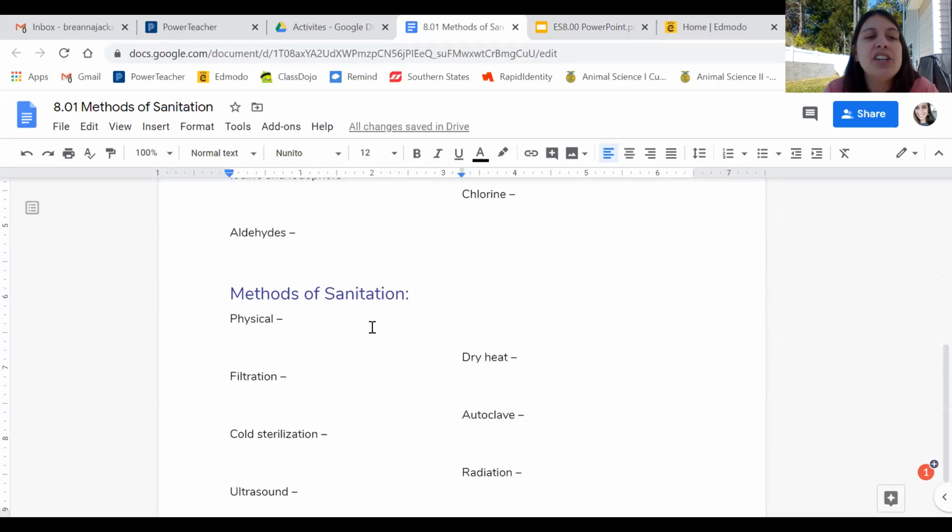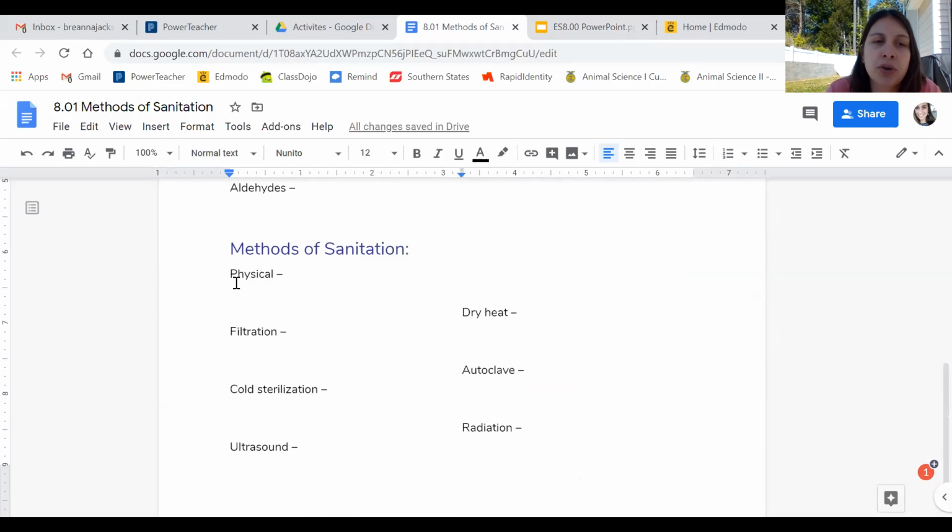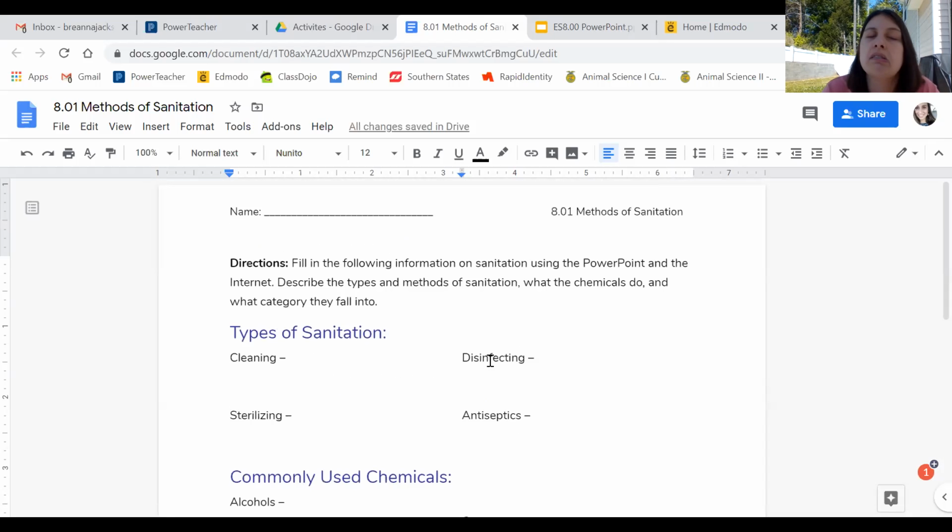And then for the methods of sanitation, treat it like the types of sanitation, where you go through and say physical sanitation is this, filtration is this, cold sterilization is that, and so on and so forth. It's very straightforward, not a ton of work, but that's what you guys are going to work on for the day. So get to it, get it submitted.